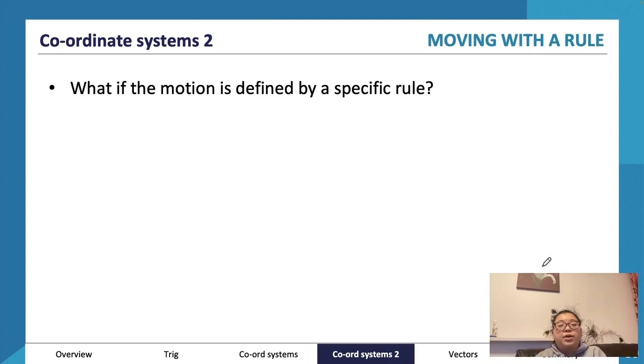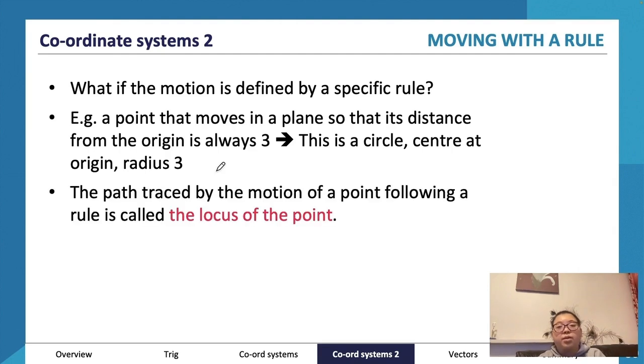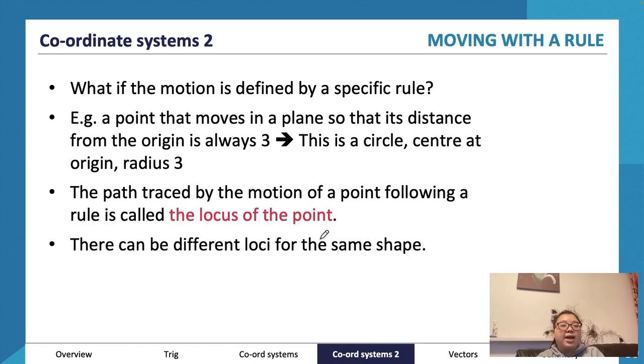Alright, so if we have a specific rule defining our motion, so if the point moves in a plane so that its distance from the origin is always 3, i.e. a circle with radius 3, what we can do is call this a locus of a point rather than calling it a function, because it's not necessarily a function. And there can be different loci for the same shape, so you can describe it differently.